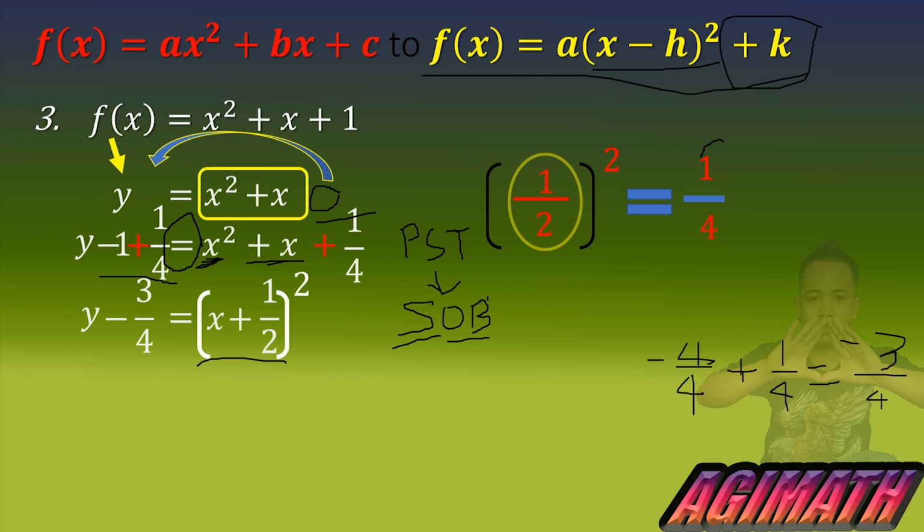Since we are done with the square of binomial, we can now transpose 3/4 back to the other side. And this time I think it will not be feeling out of place. So you will have y is equal to x plus 1/2 squared. I just copied, and then transpose negative 3/4 to the other side. Since this is subtraction, when we do transposition, the opposite operation will be addition. So that's plus 3/4.